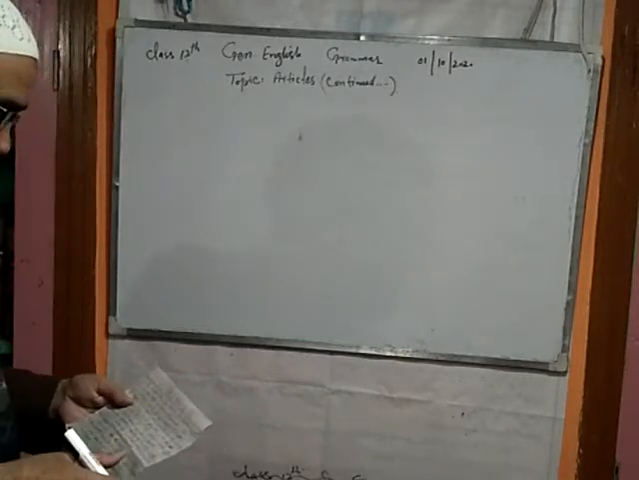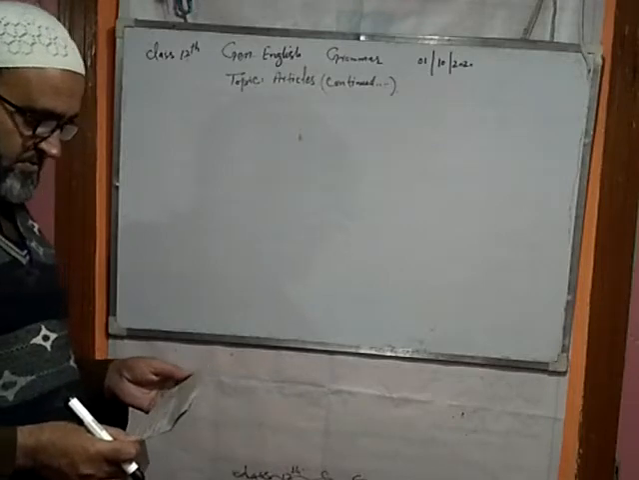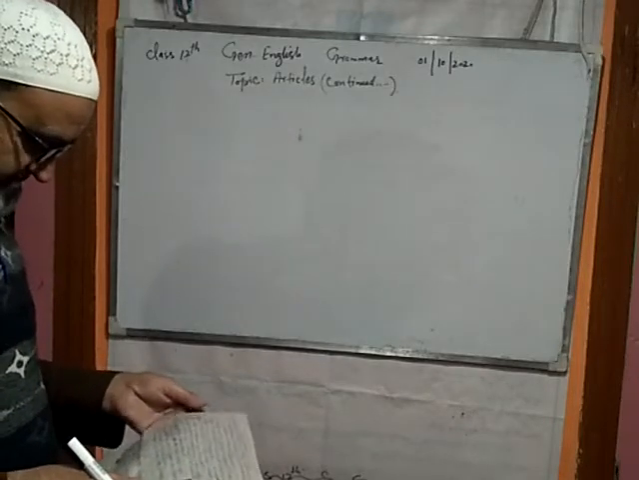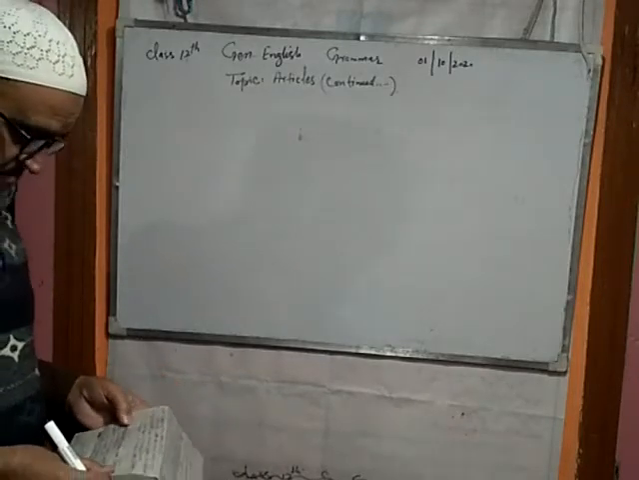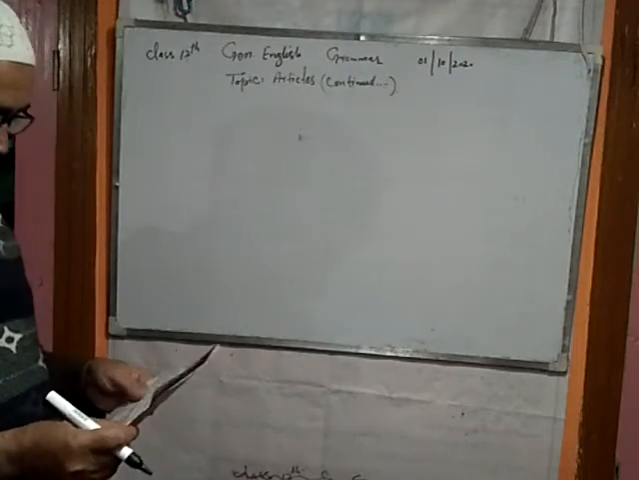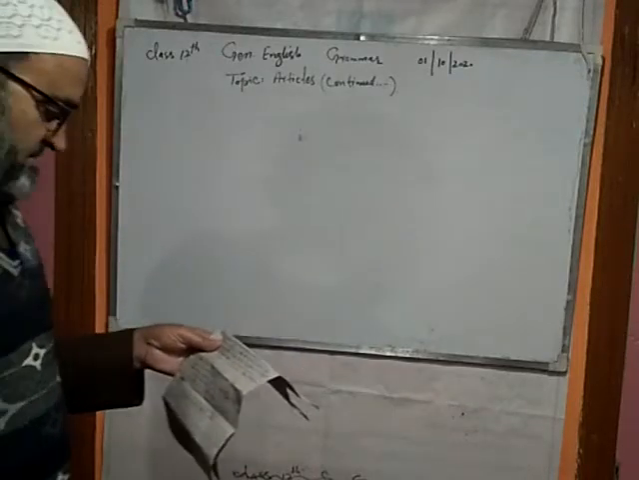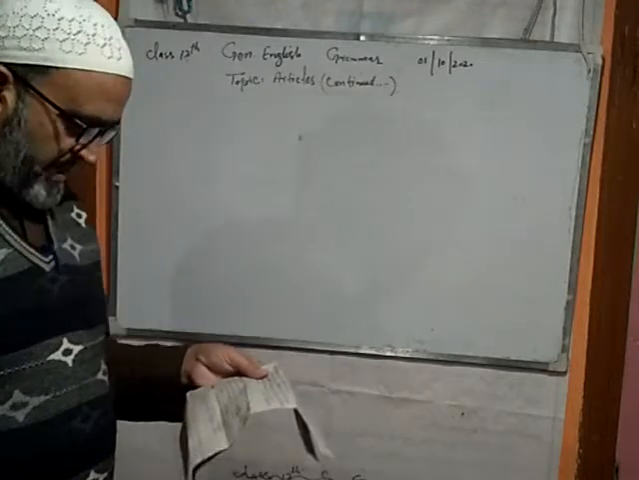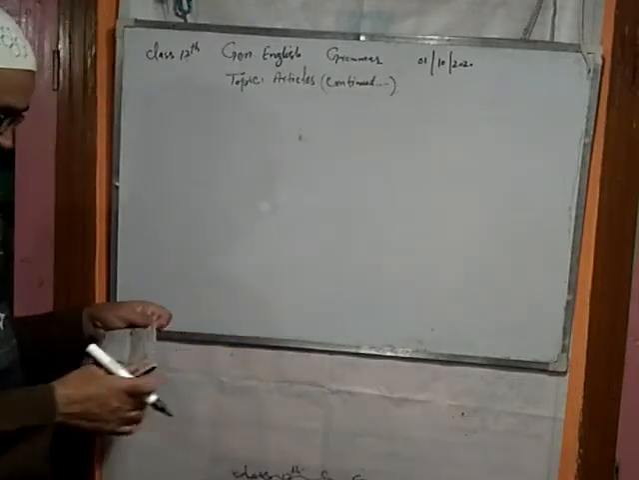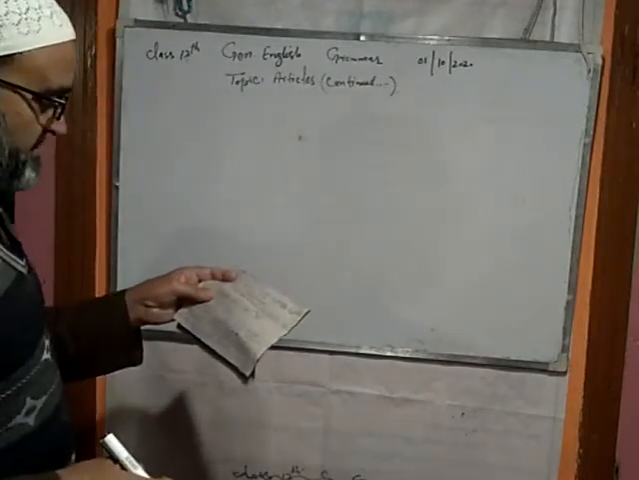We have already discussed the use of the article. We have also discussed the origin of a or an. Now today we will start from the use of the definite article.